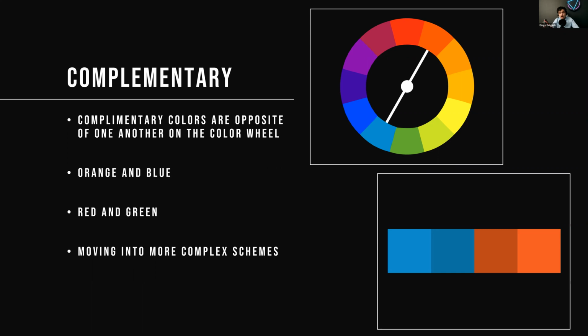Complementary colors are opposite of one another on the color wheel. This is going to be your oranges and your blues and your reds and your greens. And this is where we really start to get into slightly more complex color schemes. And when you get into more complex color schemes, something you want to be careful with is they can be a little bit overwhelming to the viewer if you're not careful.